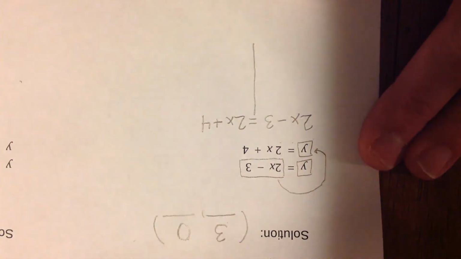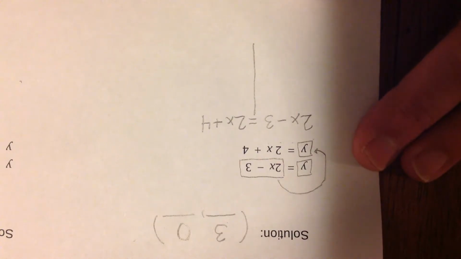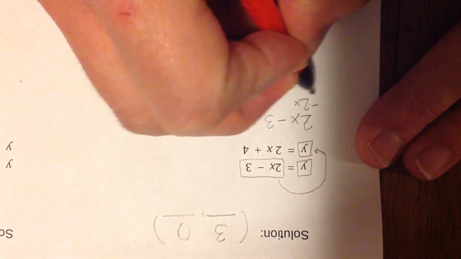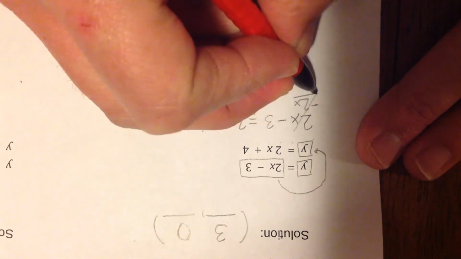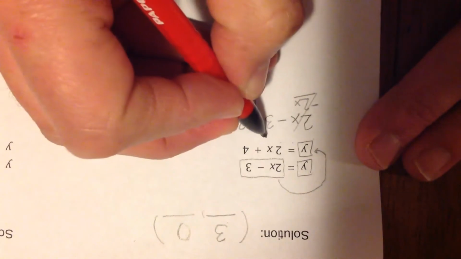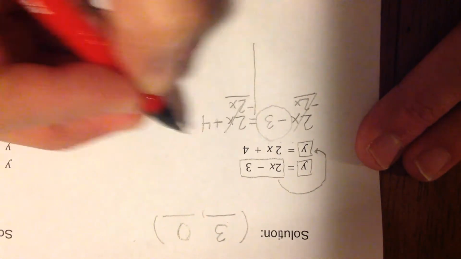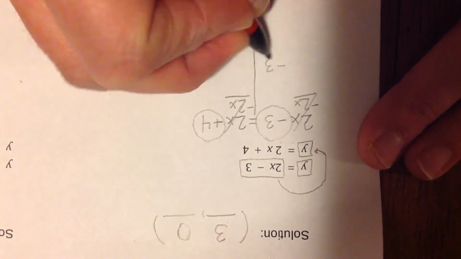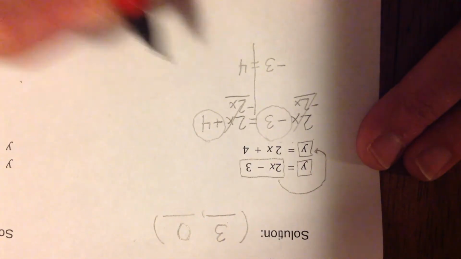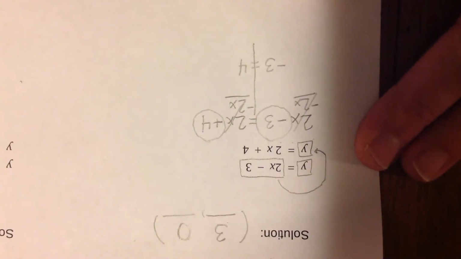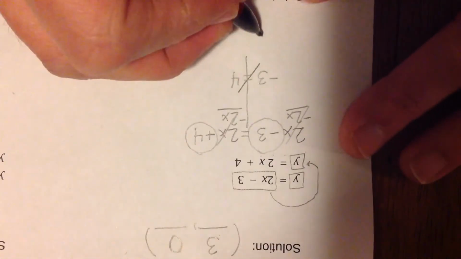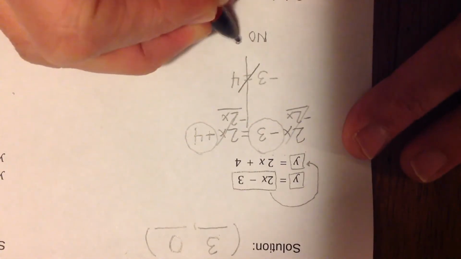We have something interesting happening here because both coefficients of x are 2. So let's get rid of those and see what happens. If I subtract 2x from both sides, this cancels out and this cancels out. So what I have left over here is negative 3 on the left side, and on the right side I'm left with 4. So I have negative 3 equals 4. Negative 3 clearly does not equal 4, which means this graph actually has no solution.